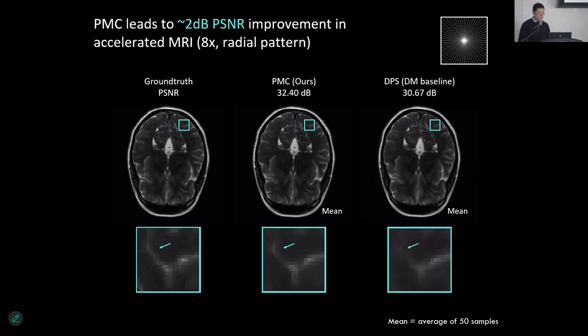Okay, come back to the PMC. We also verify the PMC method on the MRI reconstruction. This is a synthetic MRI reconstruction, accelerated 8 times with a radial subsampling pattern. The leftmost shows the ground truth, the middle is ours, and the rightmost is the DPS, diffusion posterior sampling, a popular diffusion model-based sampling approach. As you can see, in terms of numerical values, we're higher than the DPS by almost 2 dB, which I think is very substantial.